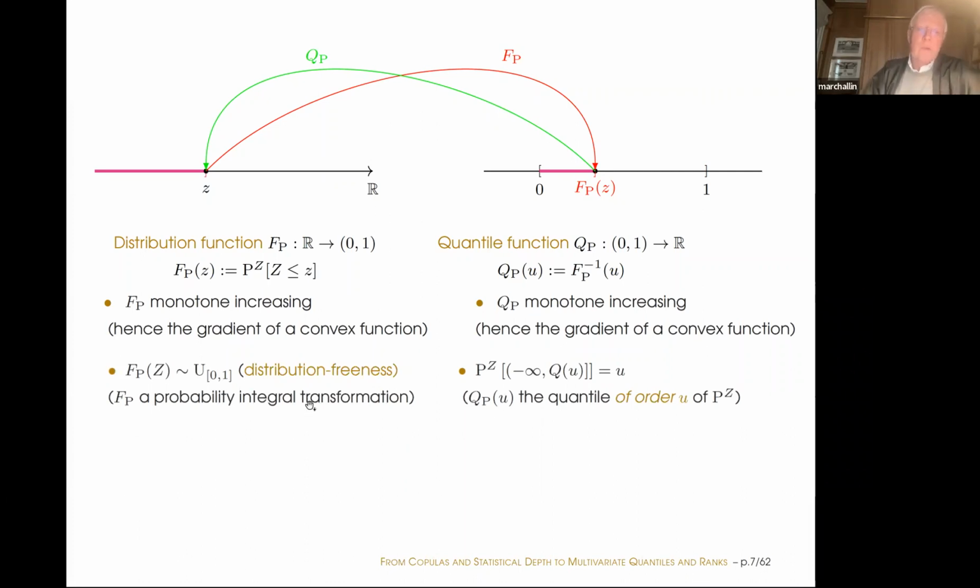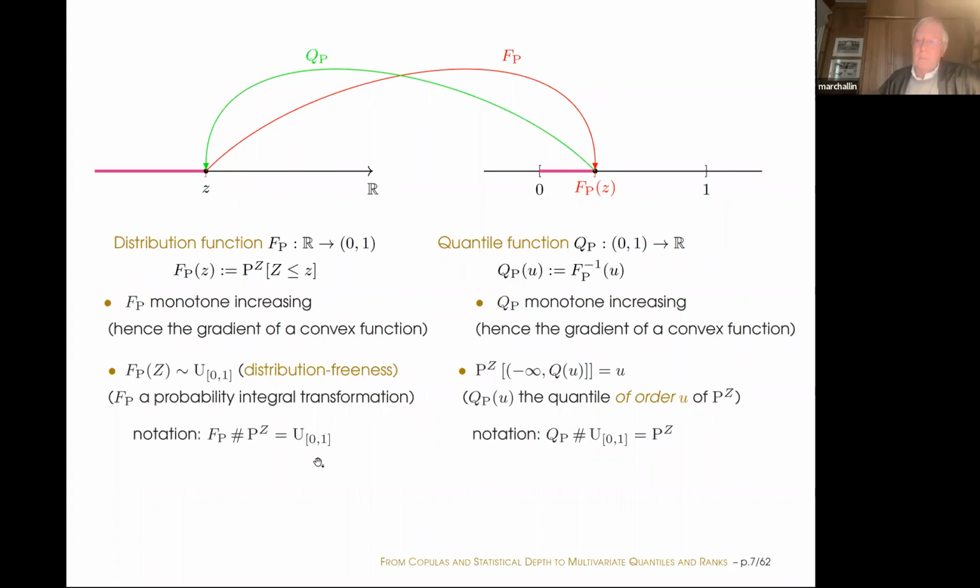Second property is distribution freeness, and this is extremely important. If Z has distribution P, then the distribution function F_P computed at Z is a random variable which is uniform over the interval (0,1). This is the fact that the distribution function is a probability integral transformation. As a consequence, the probability of the half line from -infinity to Q(u) is the probability of this interval, and since it's uniform, this probability is u. So Q(u) qualifies as the quantile of order u of P.